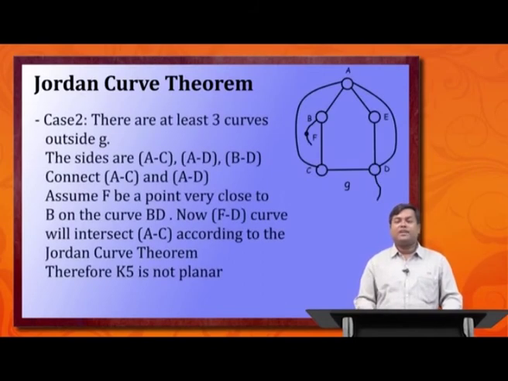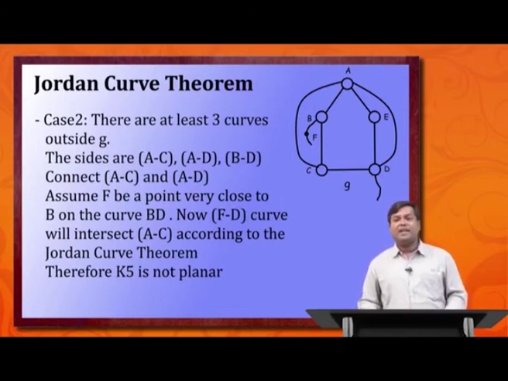Similarly for case 2, we can do the same thing. In case 2, we have considered all the 3 edges AC, AD and BD drawn through the outside region. So initially we have connected AC and AD, and we have considered a point F which is very close to B, and now if we connect F and D, by the similar argument we can say that this particular FD Jordan curve also will intersect the AC Jordan curve, right? So even for case 2, we can say that it has some kind of edge crossing.